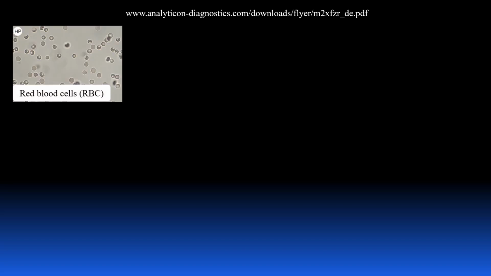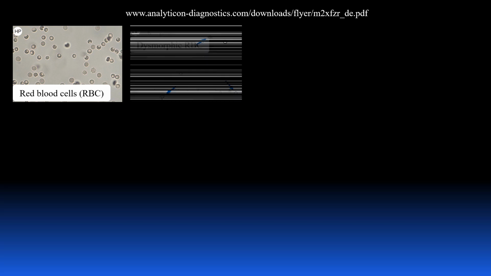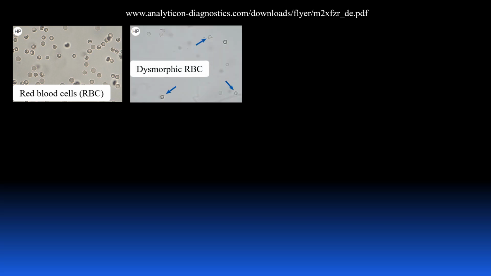Examples of cells and crystals taken from this website. Here we have red blood cells. Dysmorphic red blood cells seen as blebbing of red blood cells. The presence of dysmorphic red blood cells indicates glomerular injury.